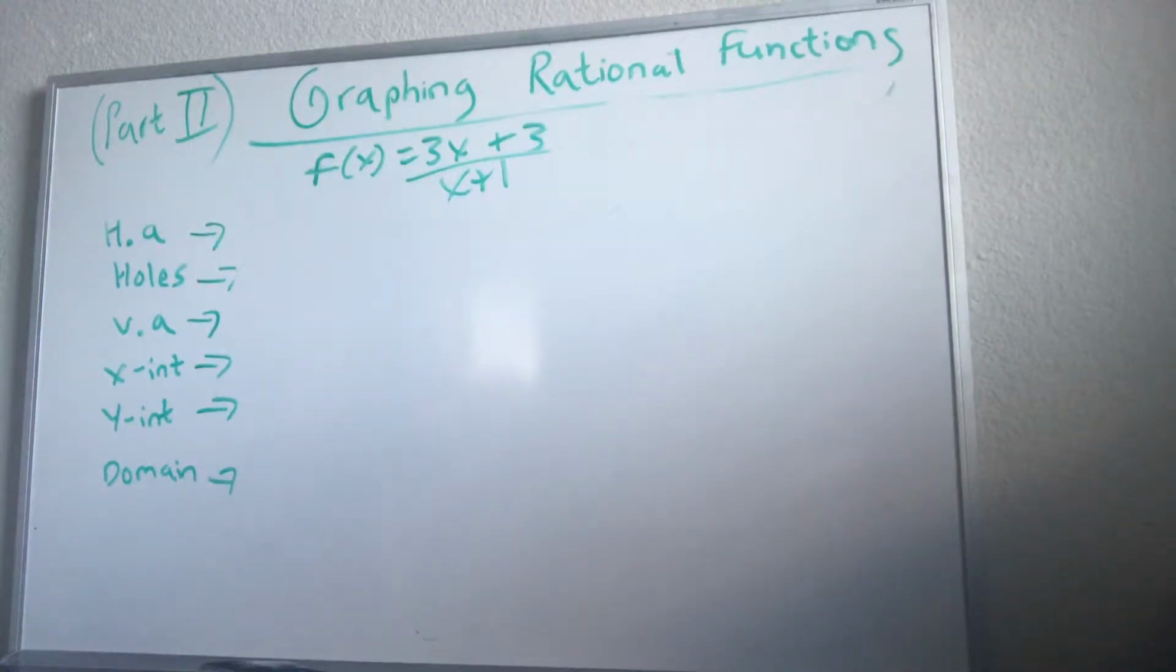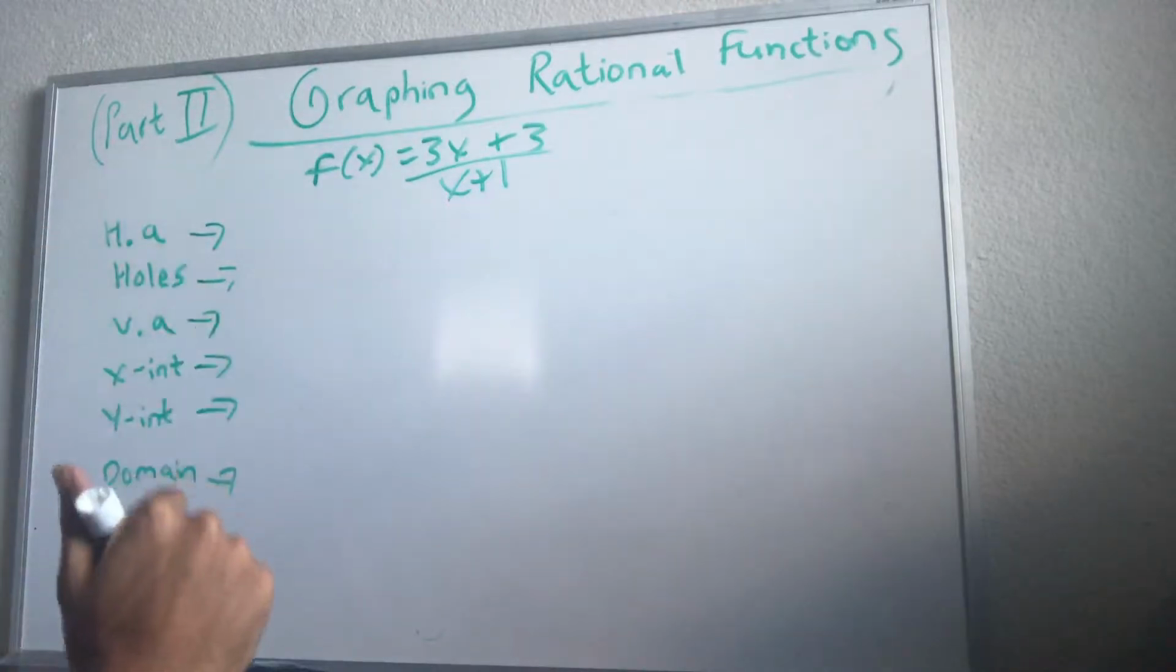So this is part 2 for graphing rational functions. So here's an example here. f of x is equal to 3x plus 3 all divided by x plus 1. And really, again, before we look at the asymptotes that this rational function may have, let's just look at the holes, because again, it's important to remove those common factors before, or else we may confuse them with vertical asymptotes.